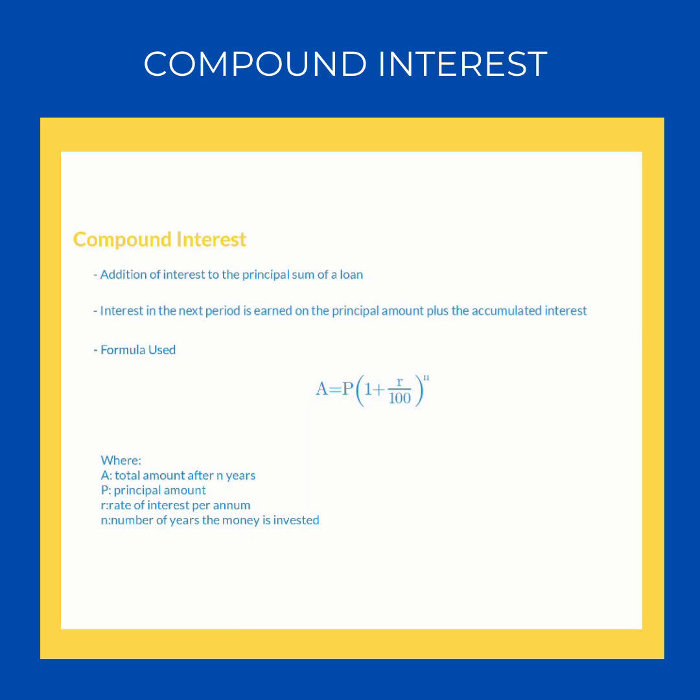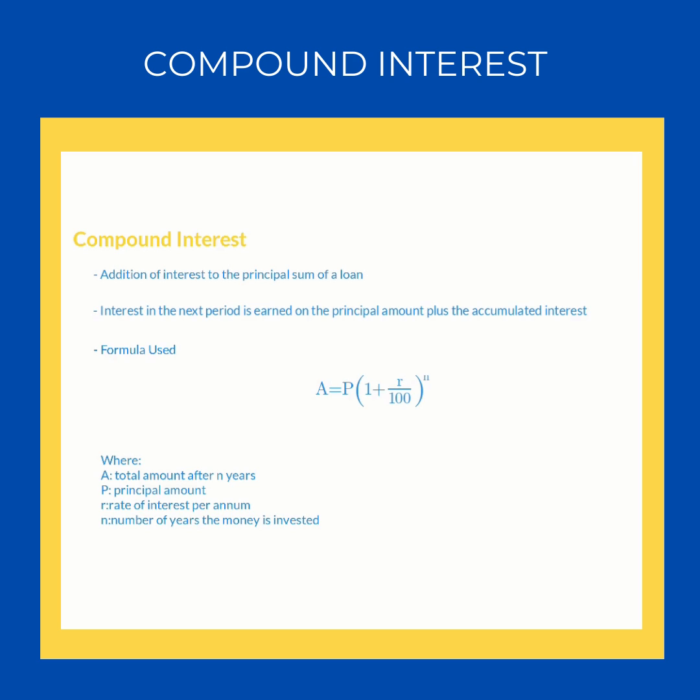In this lesson, our topic is compound interest or compounding interest. Compound interest is the addition of interest to the principal sum of a loan or a deposit, and the interest in the next period is earned on the principal amount and the accumulated interest.